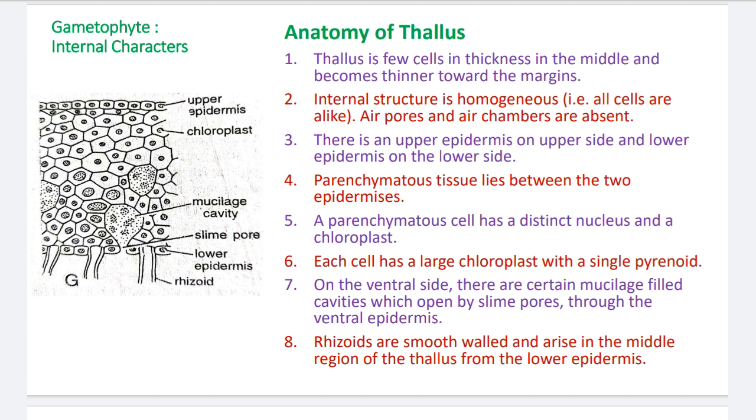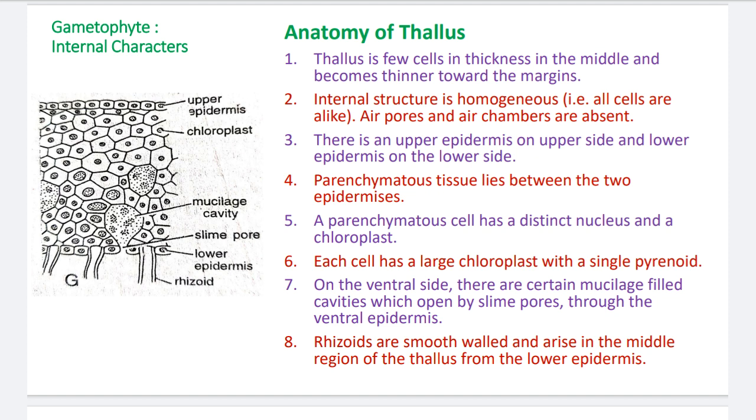Air pores and air chambers are present in Marchantia, but in Anthoceros they are absent. Number 3. There is an upper epidermis on the upper side and a lower epidermis on the lower side. Both upper and lower epidermis are distinct. Number 4. Parenchymatous tissue lies between the two epidermis, which is homogeneous, similar in structure, and that parenchymatous tissue is present.